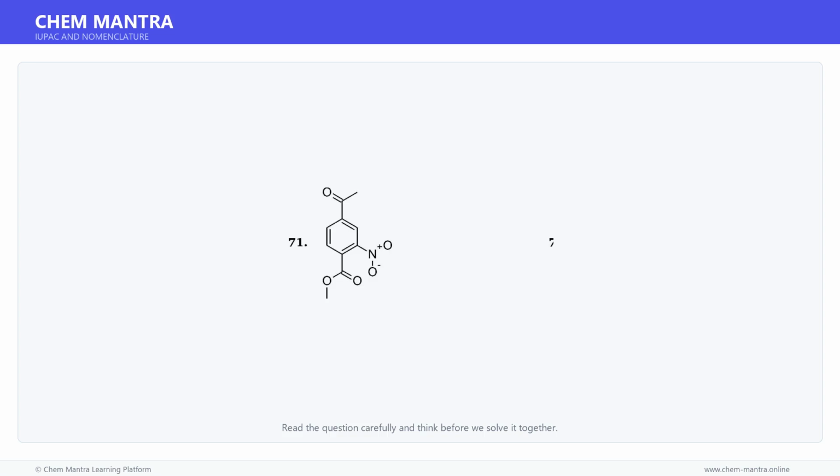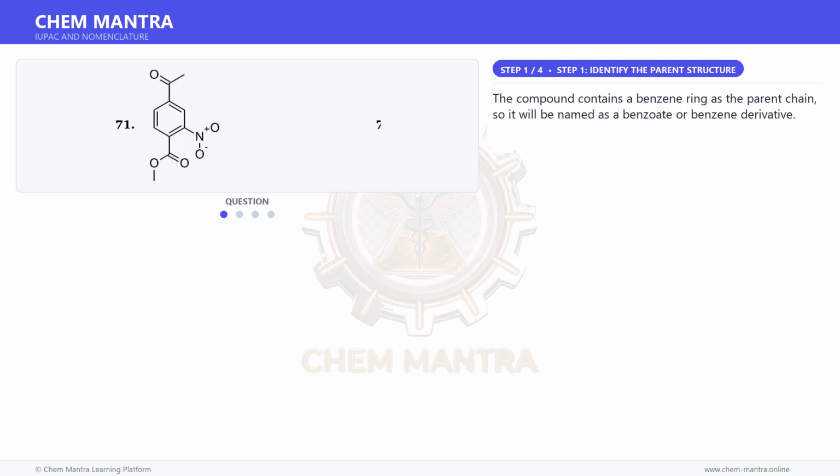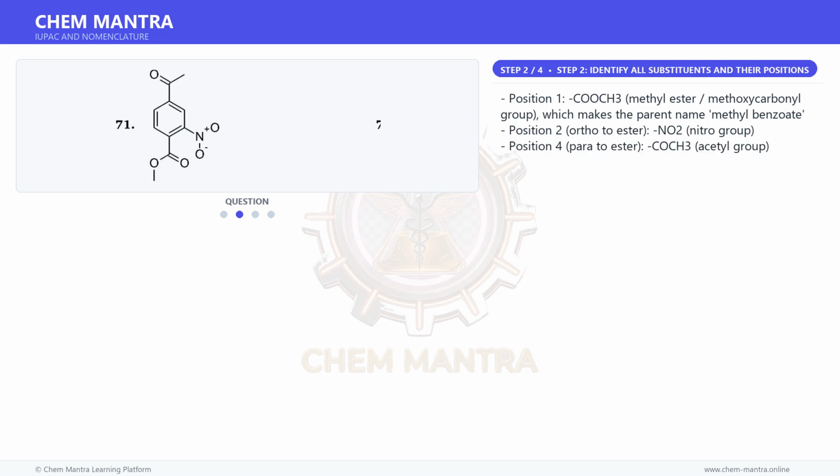Here is a question. Read it carefully and think about the answer. Let us solve it step by step. Let us begin solving this step by step. The compound contains a benzene ring as the parent chain, so it will be named as a benzoate or benzene derivative. Moving on to the next step.